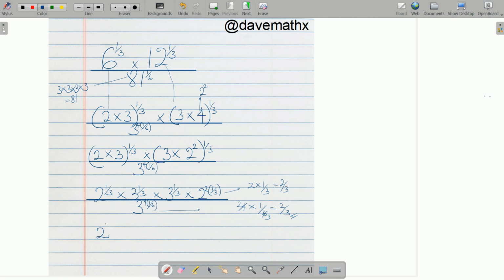Now we need to rearrange the base. Take every base 2 and every base 3 in close proximity to one another. After that we can apply the law of indices.